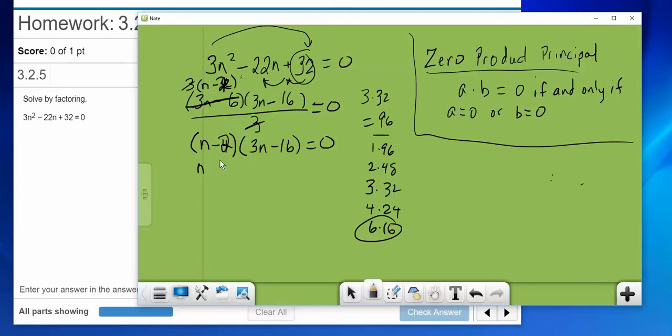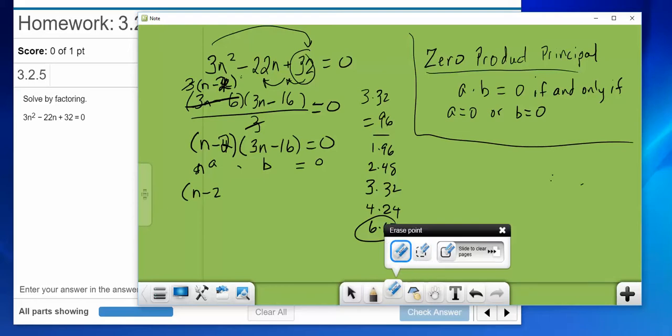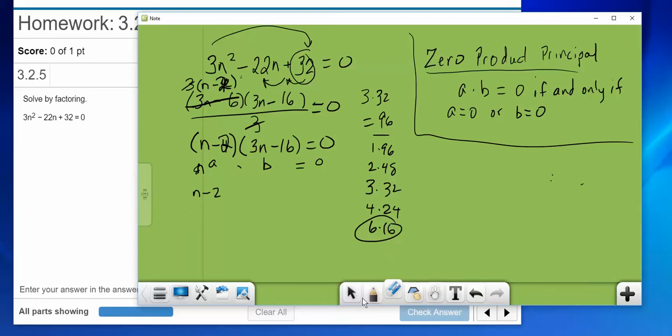All right, so now we got it written as a product. This is your A. This is your B. A times B is equal to 0. So I'm going to say, all right, well then A can be 0. So that's the n minus 2. We don't need to write the parenthesis. Is equal to 0. Or 3n minus 16 equals 0.